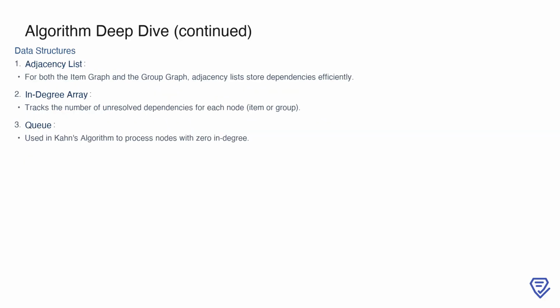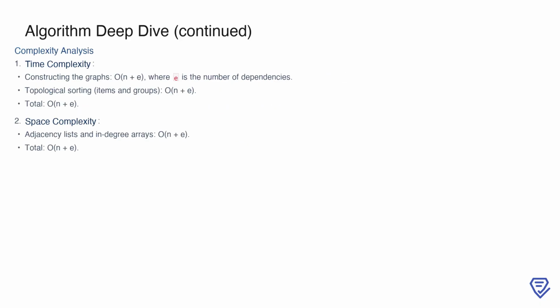The solution relies on a few key data structures. First, adjacency lists are used for both the item graph and the group graph to efficiently store and traverse dependencies. Second, indegree arrays are maintained to track the number of unresolved dependencies for each node, whether it's an item or a group. Finally, a queue is utilized in Kahn's algorithm to process nodes with 0 indegree. This combination of data structures ensures that the algorithm is both time-efficient and easy to implement, allowing us to systematically resolve dependencies. Now, let's analyze the complexity of this approach.